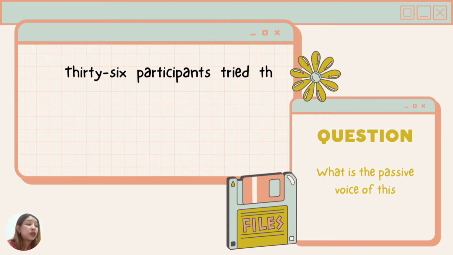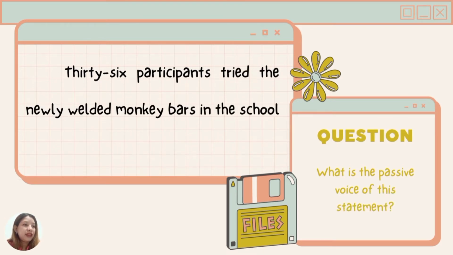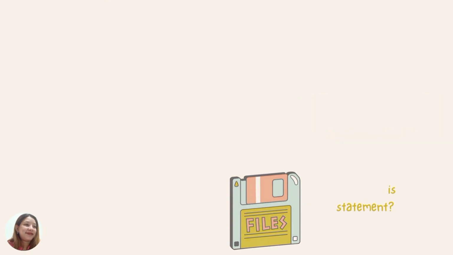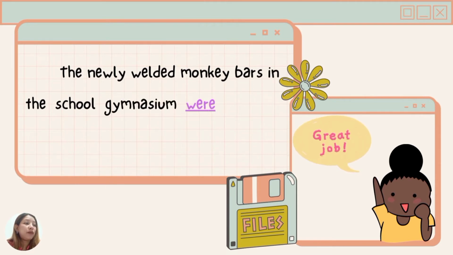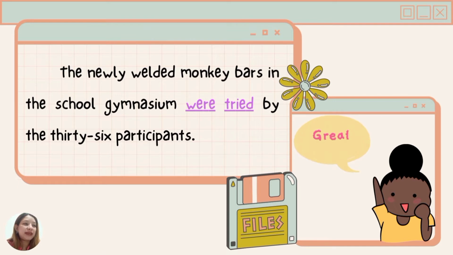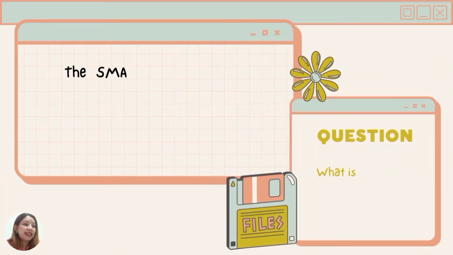36 participants tried the newly welded monkey bars in the school gymnasium. The verb is tried. What is the passive voice of this statement? Very good! The correct answer is the newly welded monkey bars in the school gymnasium were tried by the 36 participants. Let's have the next one.